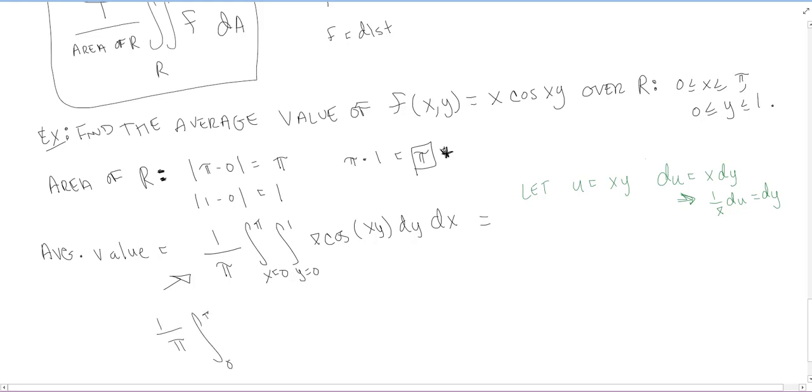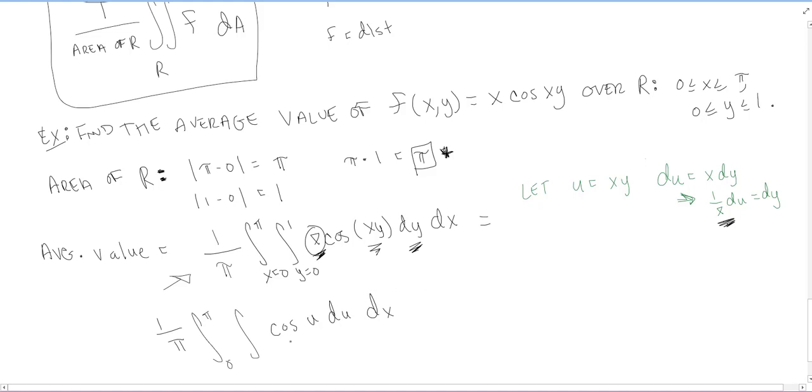Okay, so keep going. We have 1 over pi, integral x goes from 0 to pi. And then this integral here, technically I should change my limits since I'm substituting, but I'm going to wait on that. I have x here, and with the dy, when I substitute, that's 1 over x du, so that x is going to divide out. So I have cosine u du and then dx. Hopefully you tracked all that: 1 over x du is replacing dy, so this x divided out.